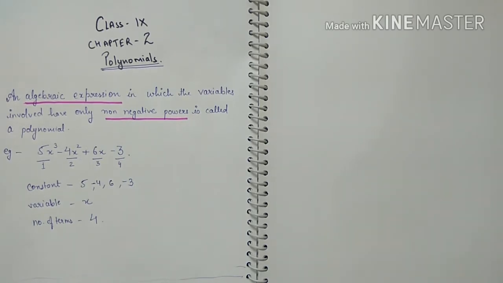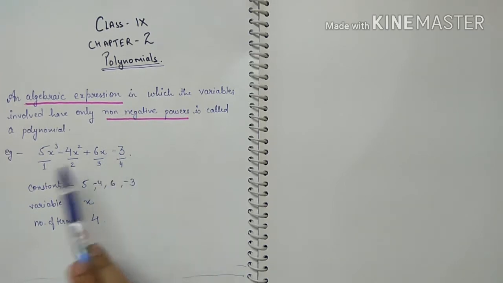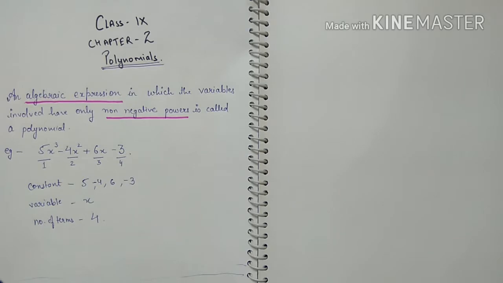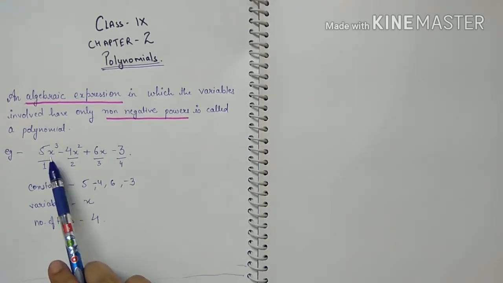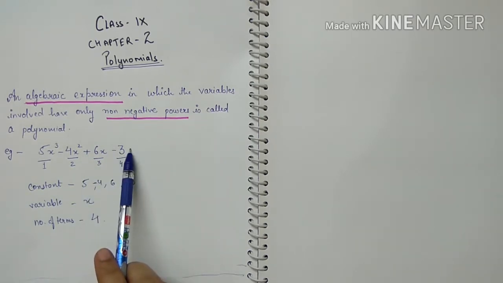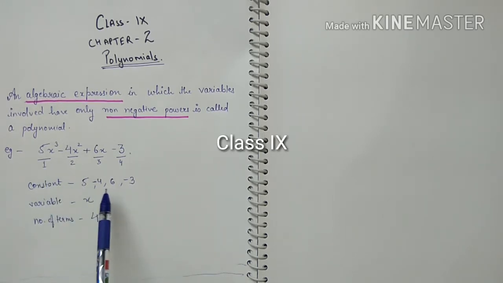We have taken the example 5x cubed minus 4x squared plus 6x minus 3. We have written 1, 2, 3, 4 to show that there are a total of 4 terms in this polynomial. The first term is 5x cubed, the second term is minus 4x squared, the third term is 6x and the fourth term is minus 3. Here the constants are 5, minus 4, 6 and minus 3. The variable is x and the number of terms is 4.